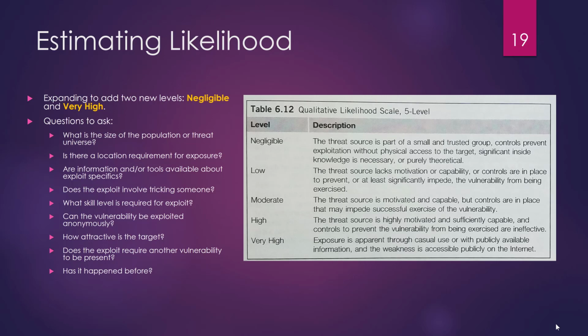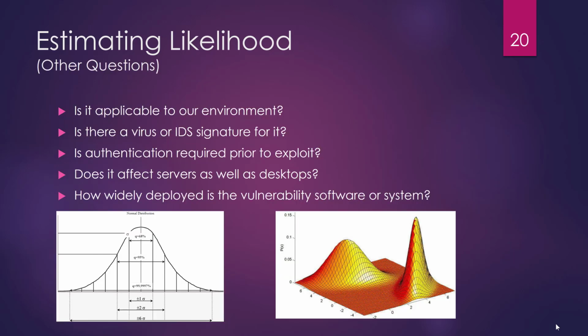So very high means it's pretty easy. Even if you've got casual use of information on the web, you can find this weakness. Where negligible means it's very small, trusted, you've got controls in place, so you have to have physical access or significant insider knowledge, or it's just purely theoretical. All right, kind of cool.